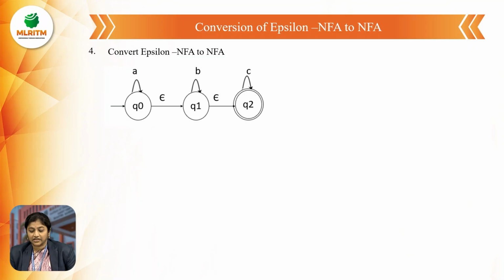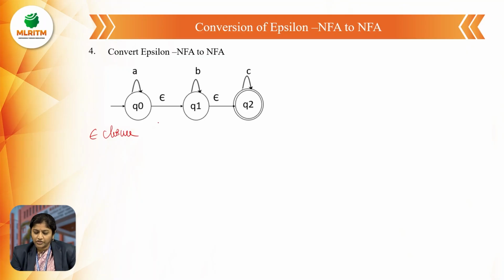How many states are there again? 3 states: Q0, Q1, Q2. How many input symbols? 3 input symbols: A, B, C. Okay. First, we'll write the epsilon closure of all these. First, we'll write the epsilon closure.